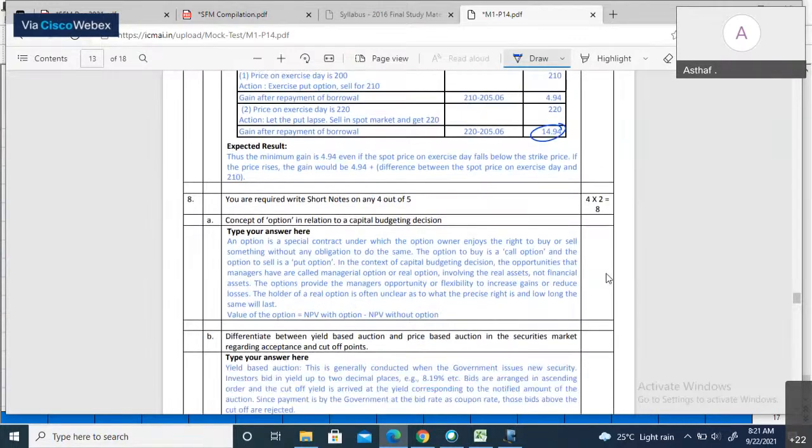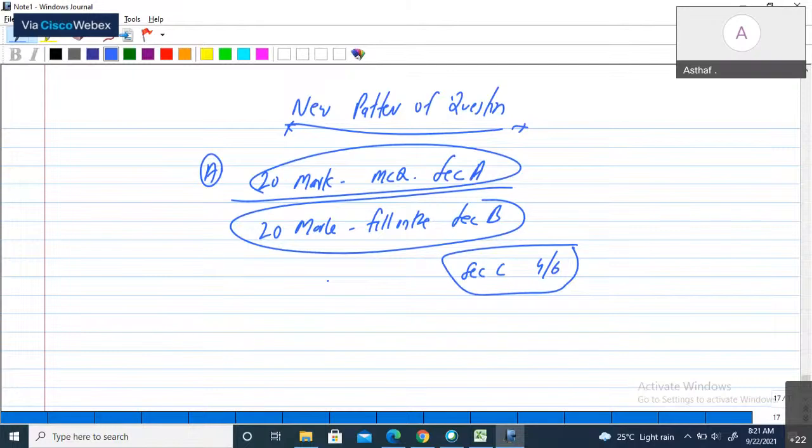Now, the next question is theory. In theory you have a choice. Already here it is 4, 6. So in these 6 questions, 5 questions will be problems and 1 question will be theory.